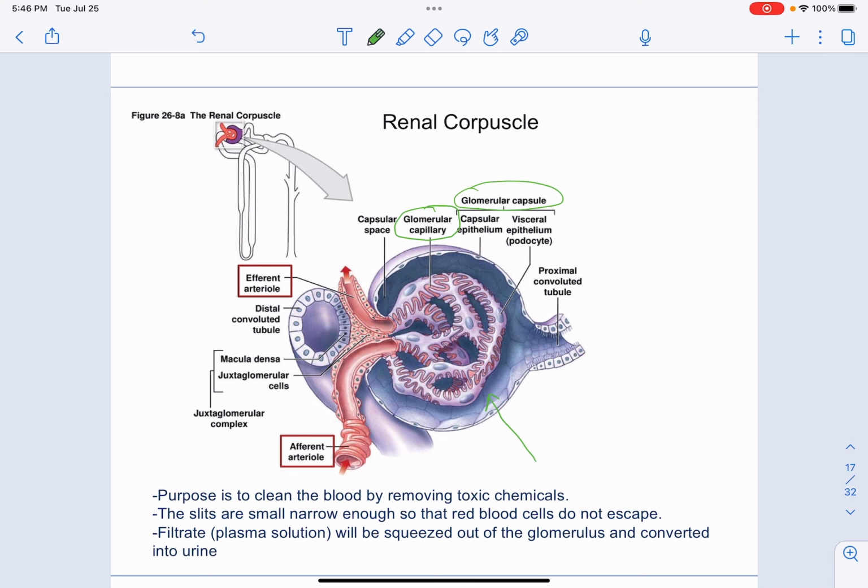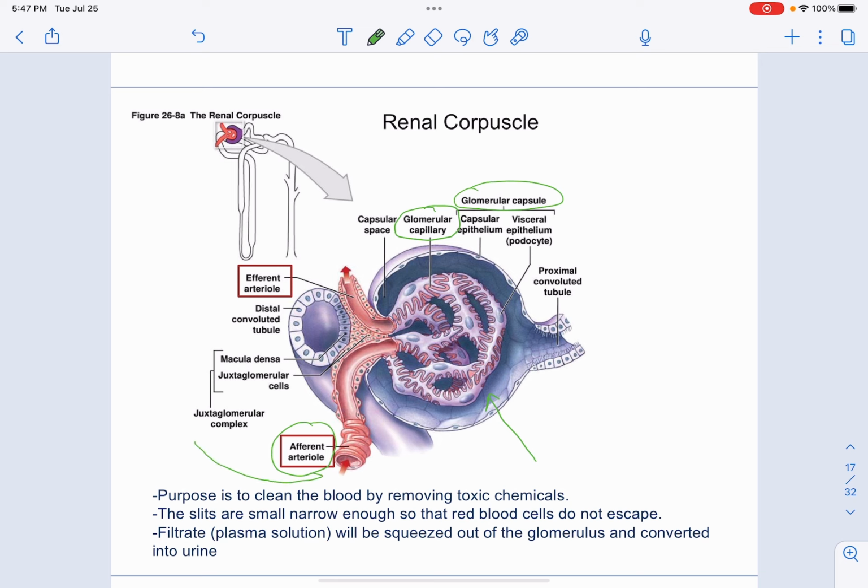I'm going to highlight what I want you to know, because there's a lot to the kidneys and the nephron that you're going to learn about in physiology. My goal is just to give you a little bit of an introduction so you can understand the process and how the kidneys are working.